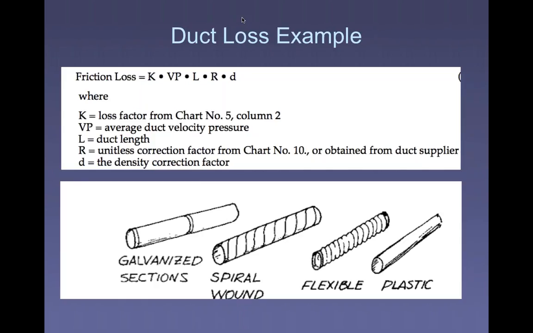It says friction loss equals K. Isn't K friction loss? K is a unitless factor. It's a friction loss factor. It has no units. It's really kind of a percentage; you can look at it as a percentage of loss.